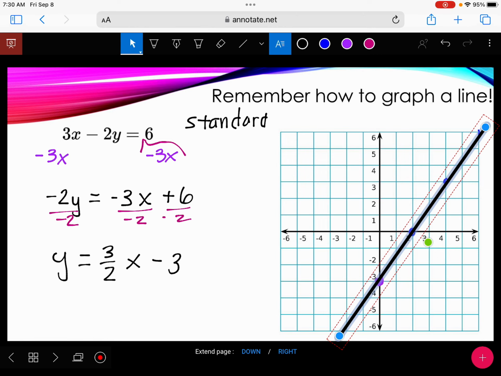Okay? So the graphing of lines thing is going to come up again. It's coming up, and it's going to come up next week. So we need to be really confident on how we graph a line. So you gotta practice it. Speaking of gotta practice.